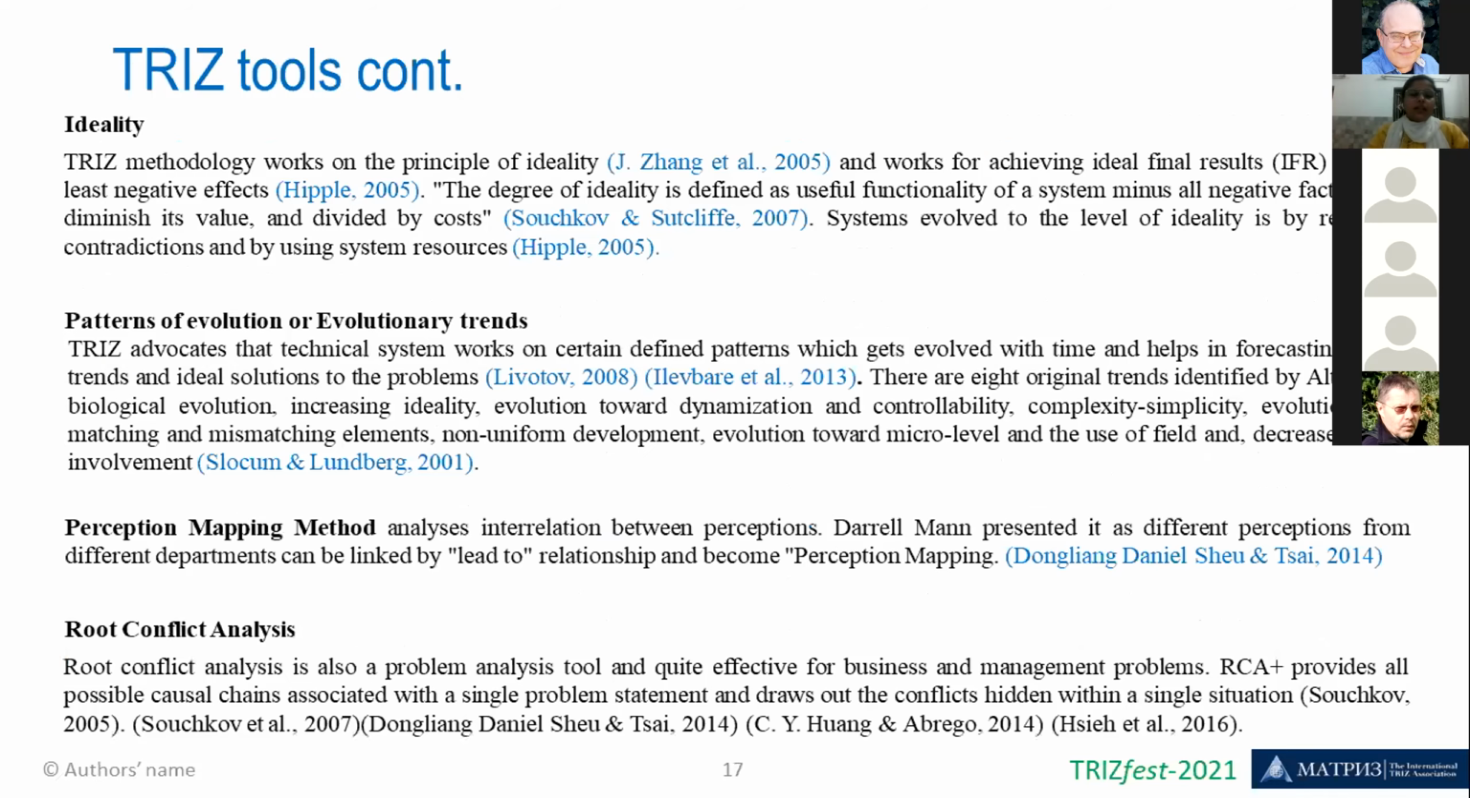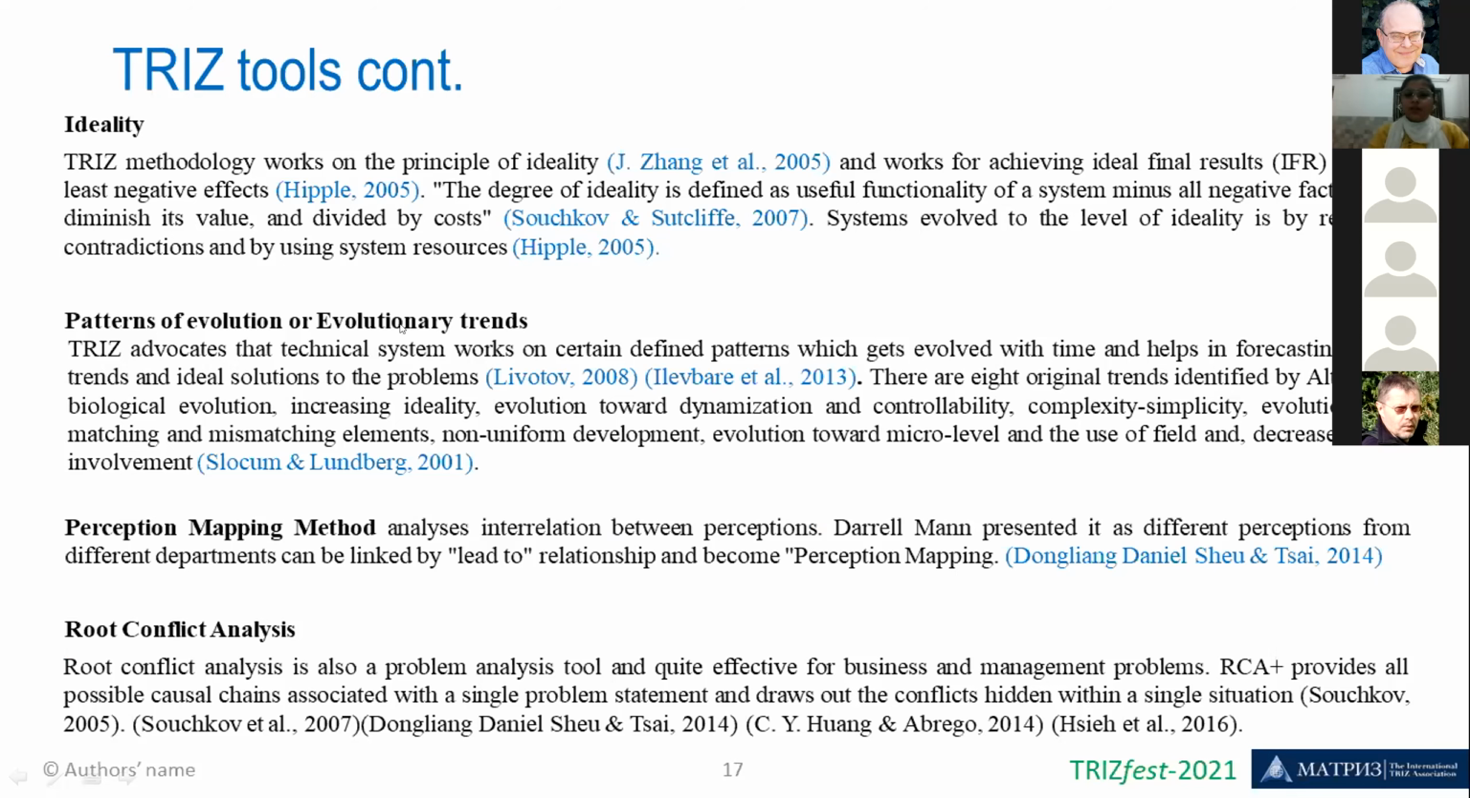Then these are the tools, continued: ideality, IFR, which is generally known as ideal final result. The degree of ideality is defined as the useful functionality of a system minus all negative factors that diminish its value, divided by cost. Systems evolve to the level of ideality by resolving contradictions and by using system resources.